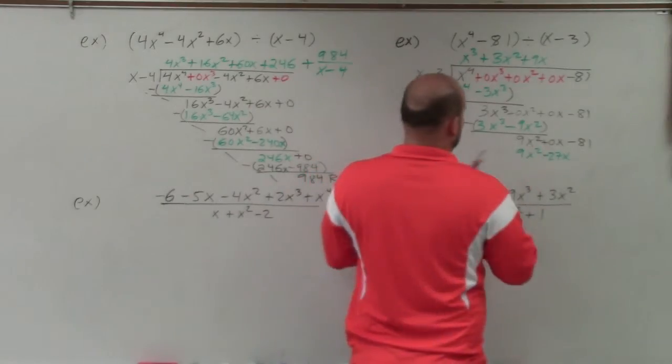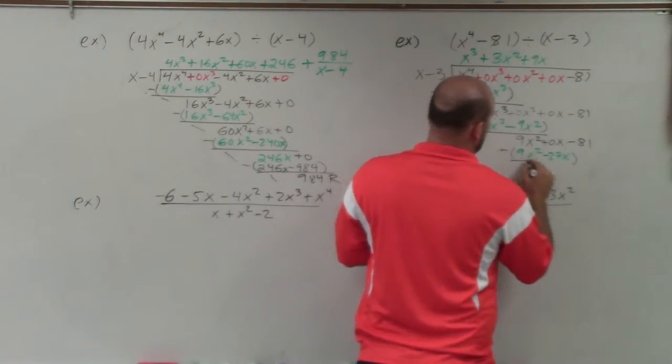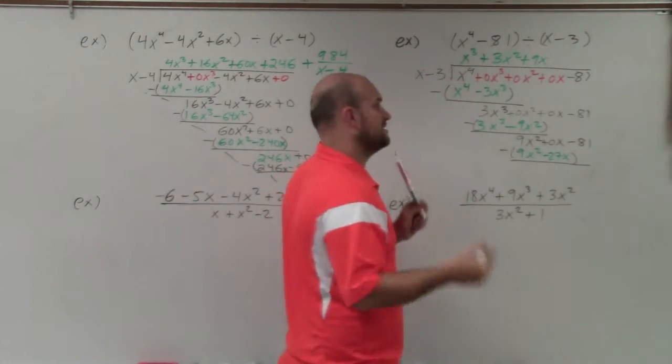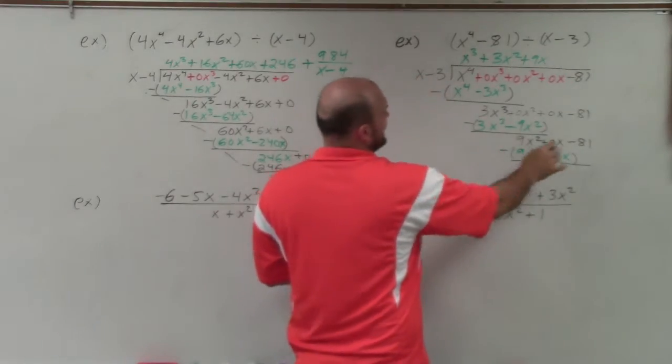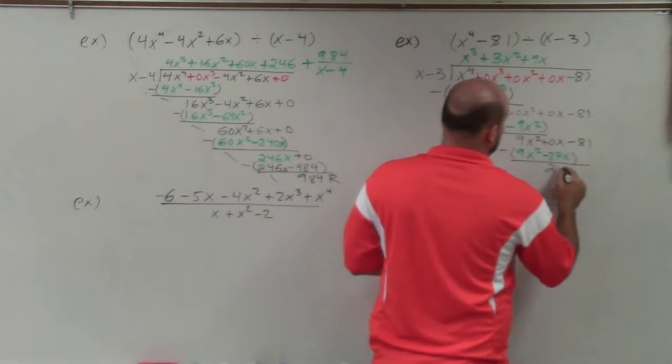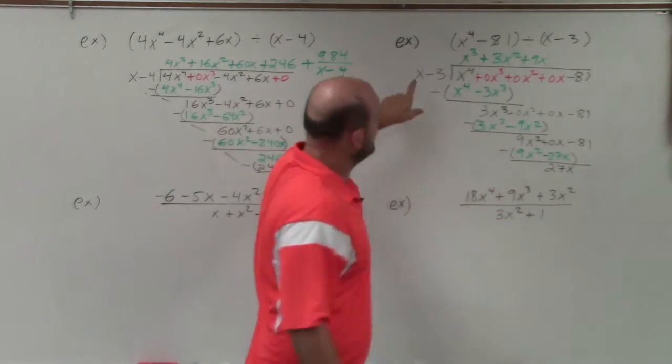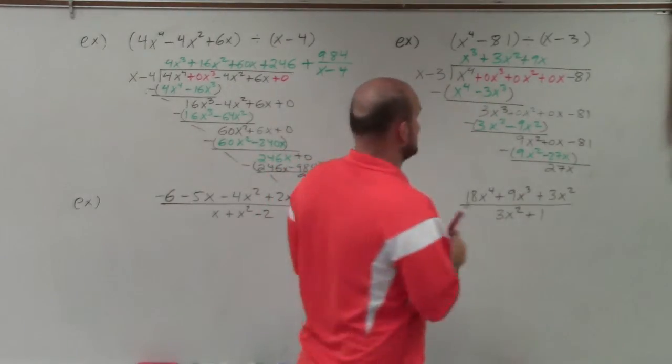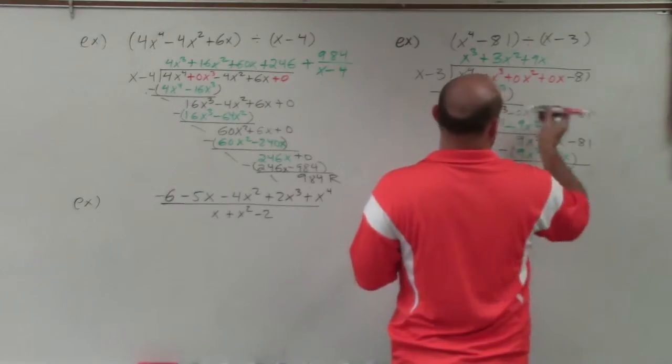OK, then again, I put in parentheses and I subtract. 9x squared minus 9x squared is 0. 0 minus a negative 27x is going to give me a positive 27x. So therefore, x divides into 27x a positive 27 times.